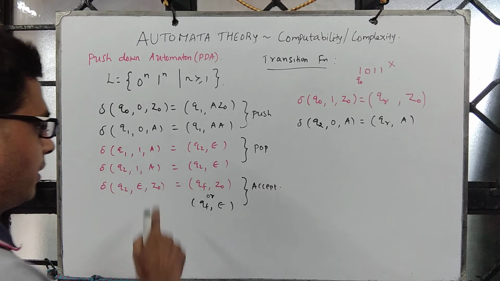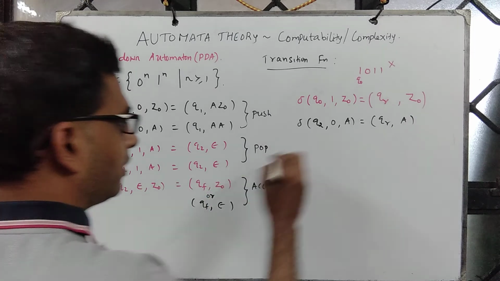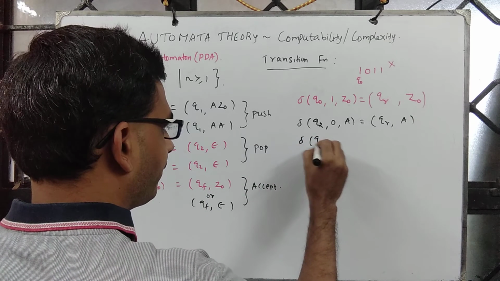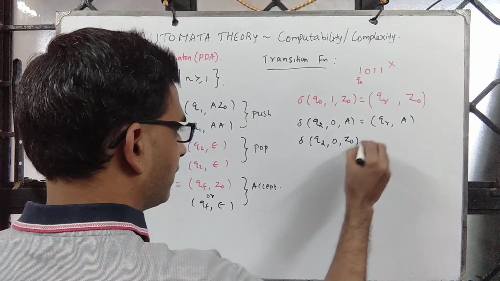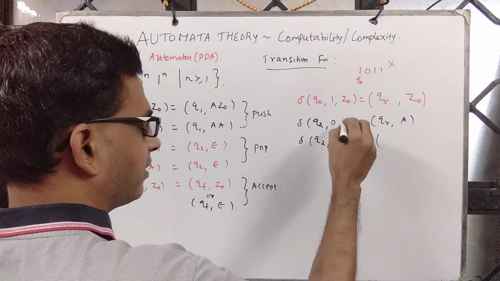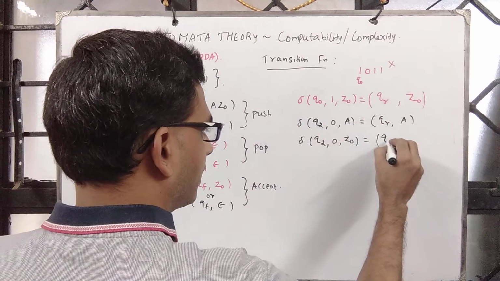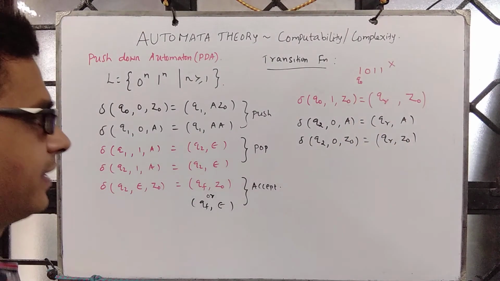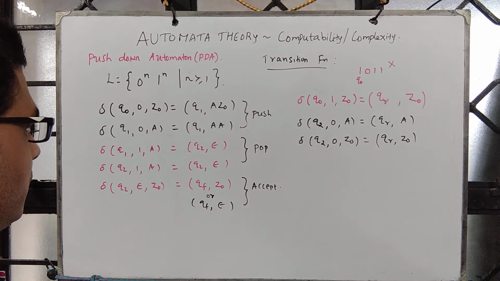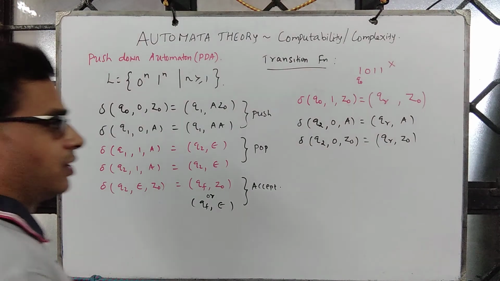Now you are at Q2. You read a 0. The top symbol is Z0. It could be A or Z0, right? So I am writing both. And both have to be rejected. So I go to a reject state. So something like this.